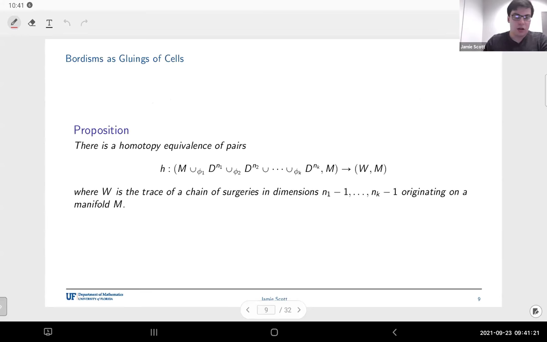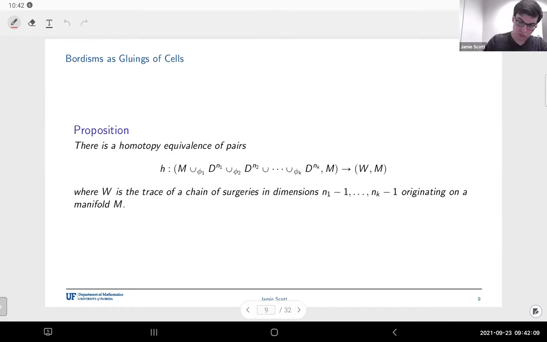One important fact we get about what bordisms are, up to homotopy equivalence, is that we can think about it as gluing cells of dimension one more than the surgery that you performed. So if we have a train of surgeries in dimensions n_1 minus 1 all the way up to n_k minus 1, then we can think about that as gluing cells, like an n_1 disk all the way up to an n_k disk. And so this will allow us to think about extending a map from M to, say, W using obstruction theory. We'll actually use that later on.